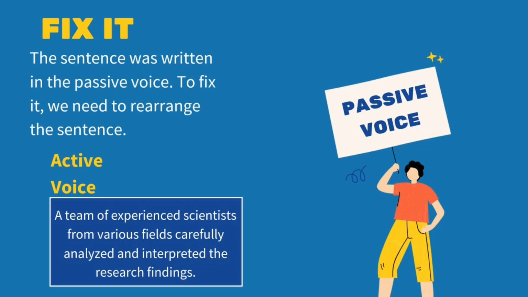Okay, so we have to change it to the active voice. That sentence was written in the passive voice. So to fix it, we need to rearrange the sentence. So we are beginning from the object now. A team of experienced scientists from various fields carefully analyzed and interpreted the research findings. Now we have the object occupying the position of the subject, and the subject occupying the position of the object.